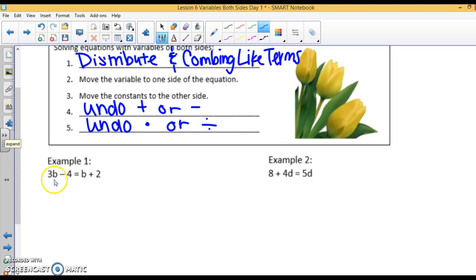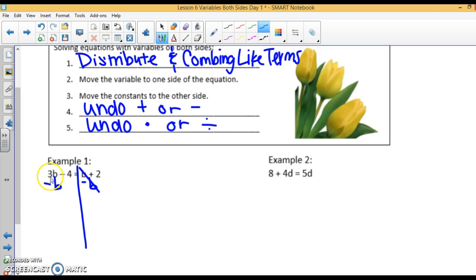So when we look down here at the first two examples, for example 1, I have 3b minus 4 equals b plus 2. So we want to look at the top, distribute and combine like terms. Well, we don't have to distribute or combine anything yet because there's nothing to do. But we want to move the variable to one side of the equation. So I'm still going to split my equation. I want to get b on one side. So I'm actually going to subtract my b on this side, but I also have to subtract the b on this side. I have to do the same to both sides. So this will cancel out my b's on that side.